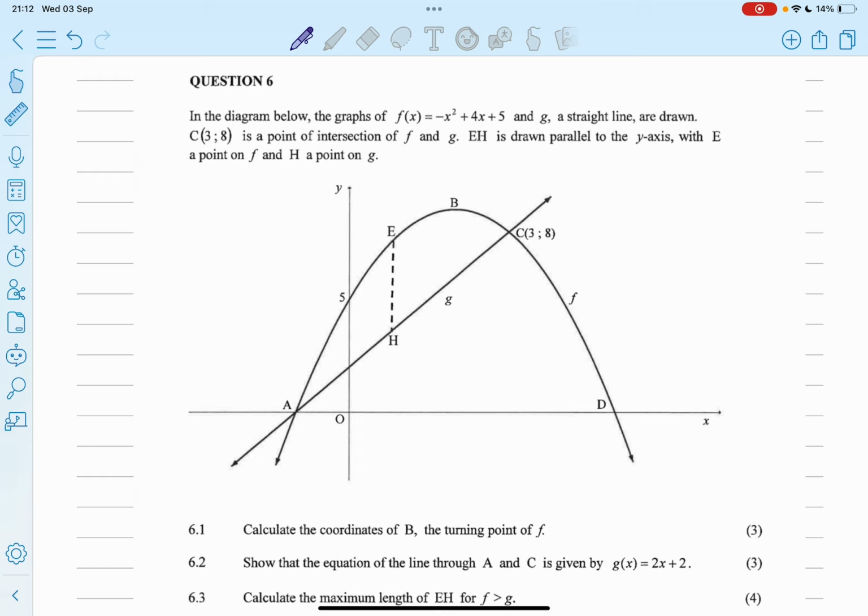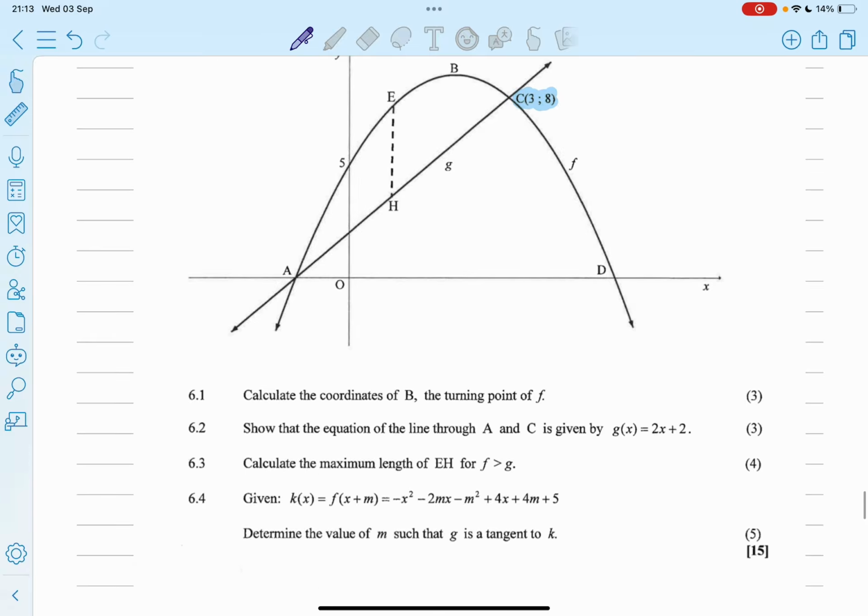Let's just highlight that. And it is a point of intersection of F and G. And then we have EH, that straight line, which is parallel to the y-axis. This is key information. And then we have the point E on F and H on G. All right, let us begin with 6.1.